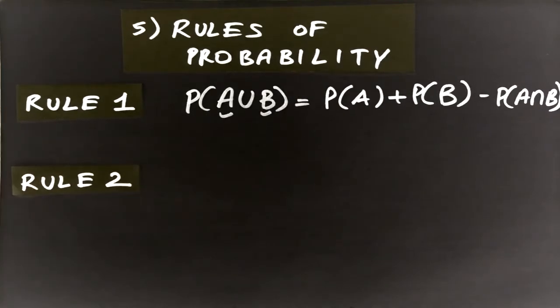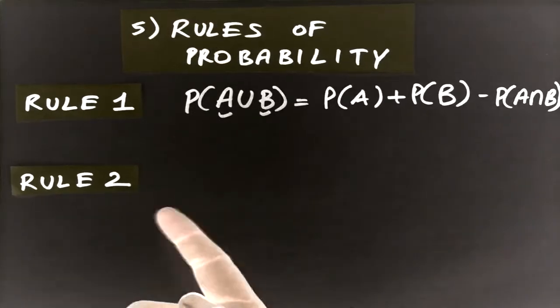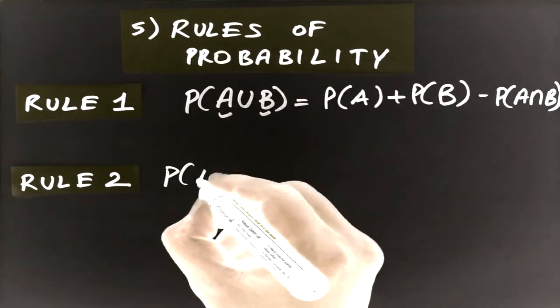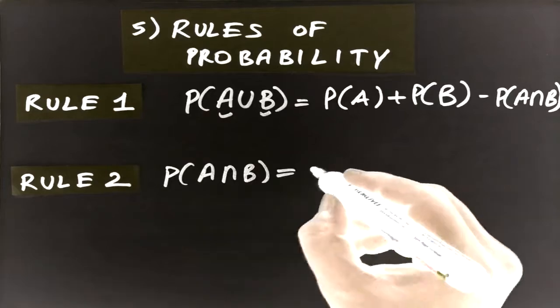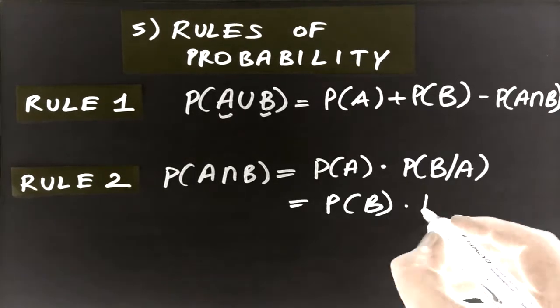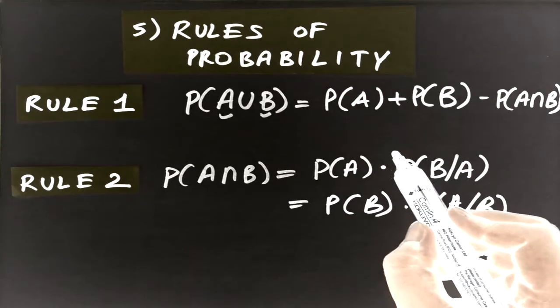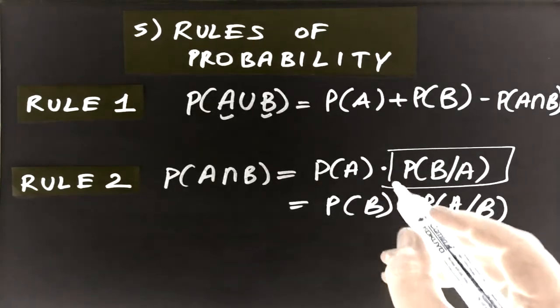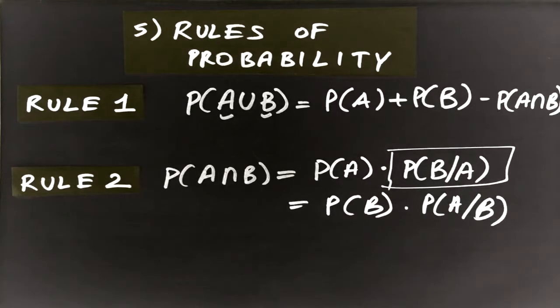Rule number 2 is, here we talked about the union, now we will talk about intersection. Probability of A intersection B. This is again the conditional probability. This means probability of B when A has occurred. So the multiplication of probability of B given A with the probability of A gives you the probability of intersection of A and B. This was rule number 2.